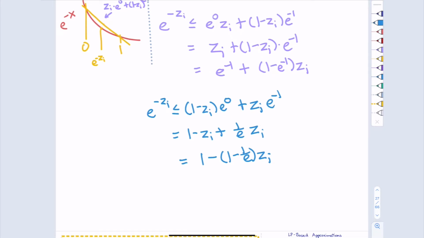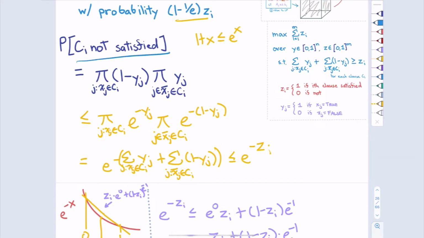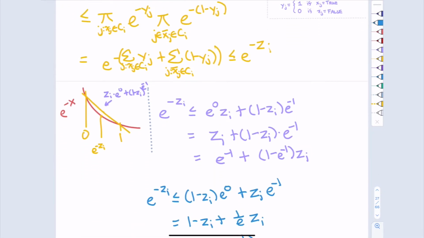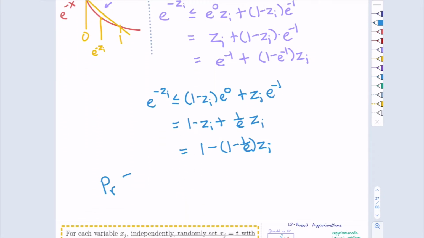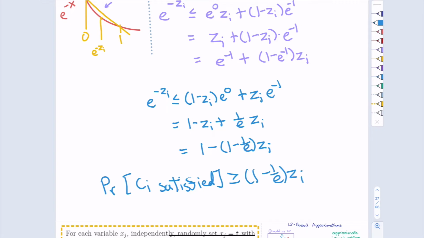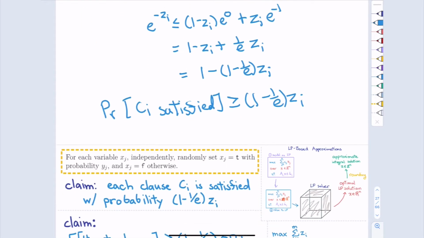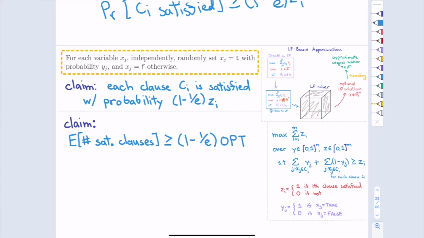Great. That was all the probability that Ci is not satisfied. So if I want the probability that Ci is satisfied, we'll do 1 minus that. All right. Sound okay? I found a typo in the notes, so that'll be fixed. Okay, so every clause is satisfied with probability 1 minus 1 over e times zi. So now the next step is to relate everything to OPT.